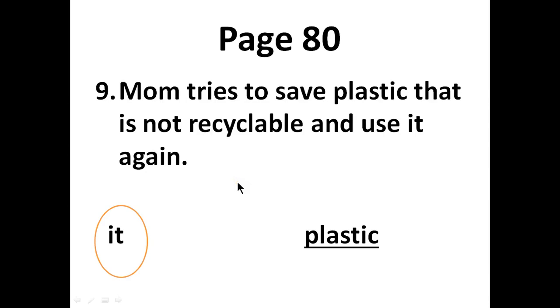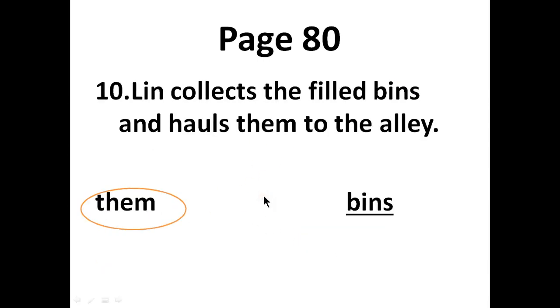Number 9. Mom tries to save plastic that is not recyclable and use it again. So the pronoun is it. What is it? Plastic. The last of page 80: Lynn collects the field beans and hauls them to the alley. What is the pronoun in this sentence? Yes, it is them. Please circle it and write the antecedent of them, beans, B-I-N-S, on the line.